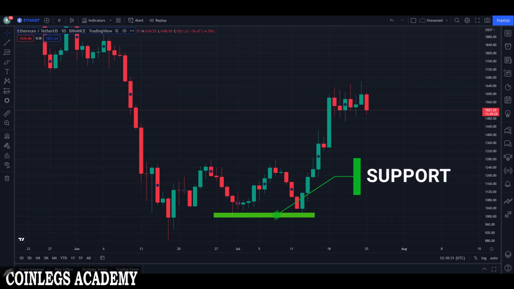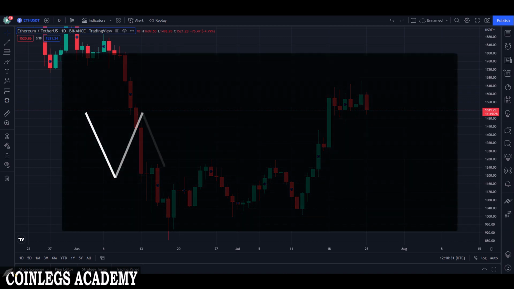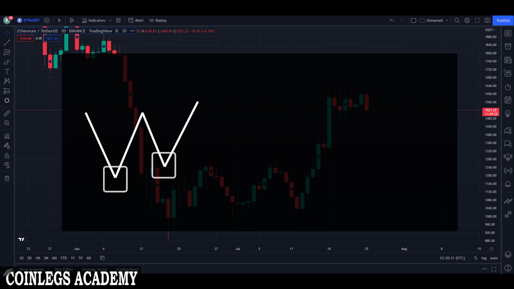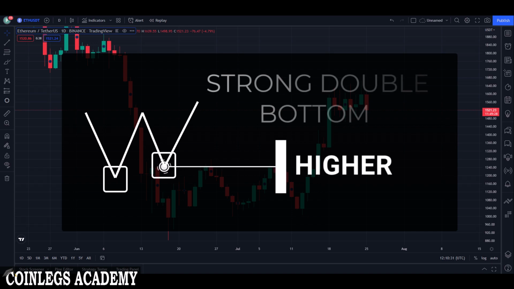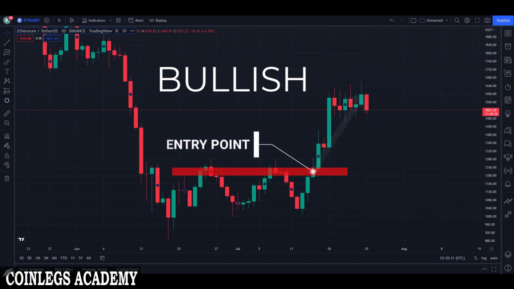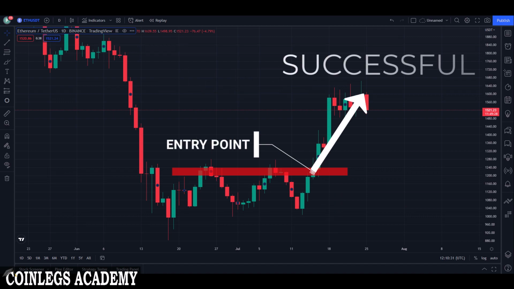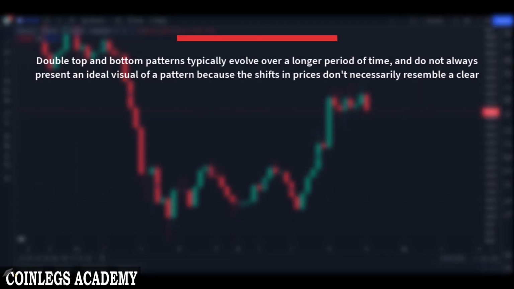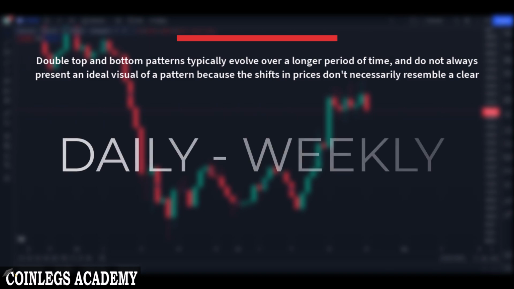What we said in double top, we can say the same thing in double bottom, but this time the right bottom must be higher than the left bottom. After that, we can say it's a strong double bottom formation. As you can see here, price breaks the resistance and closes above it. And after all of these bullish signs, if we take a long position from here, as you can see, it's another successful trade.